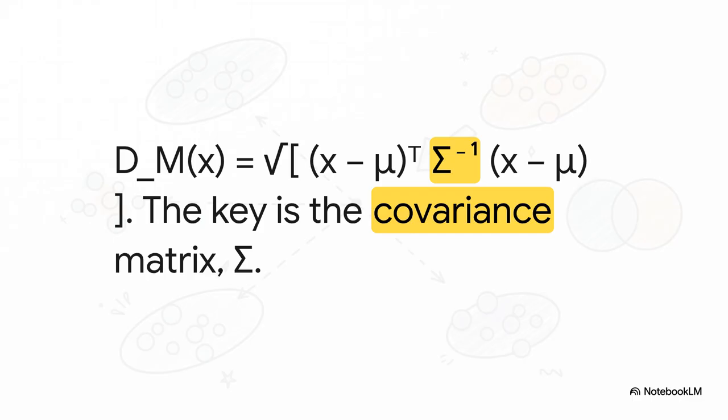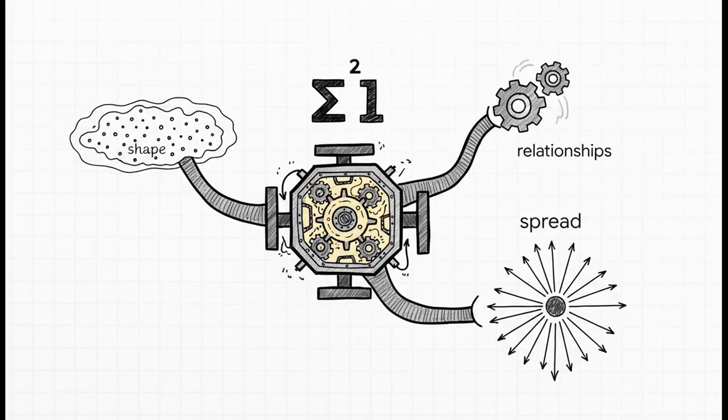Okay, here's the formula, but don't panic. Seriously, we're not going to get lost in the mathematical weeds here. The goal is to get the intuition behind it. And to do that, we only really need to zoom in on one single incredibly powerful piece of this equation. And here it is. This little symbol, sigma inverse, represents the inverse covariance matrix. This is the secret sauce. It's the engine. It's a mathematical object that holds all the information about the shape, the spread, and the relationships within your data. It's what gives this distance all its power.